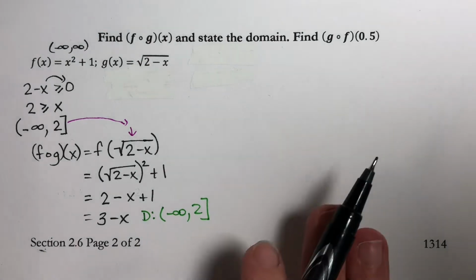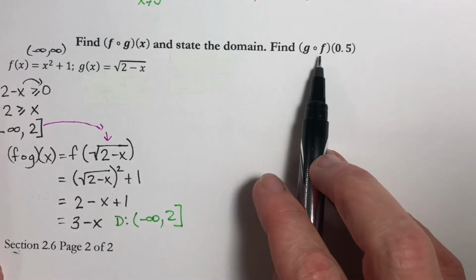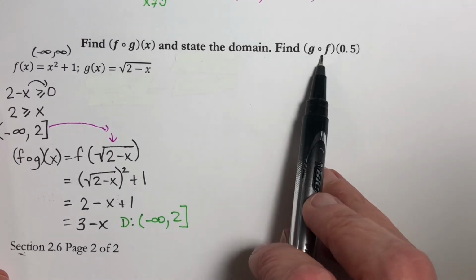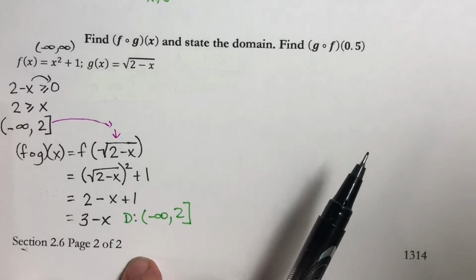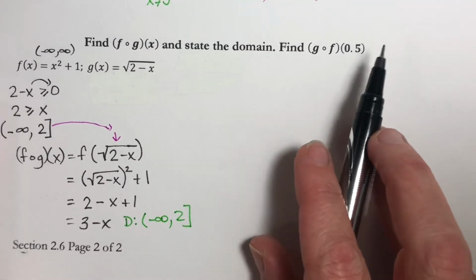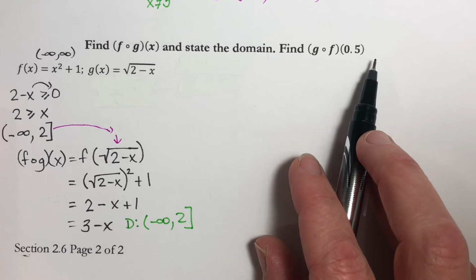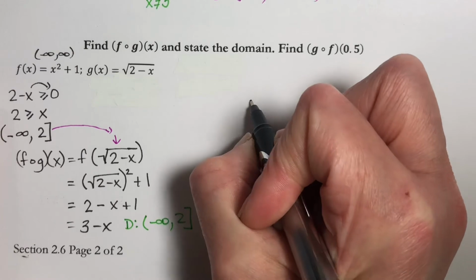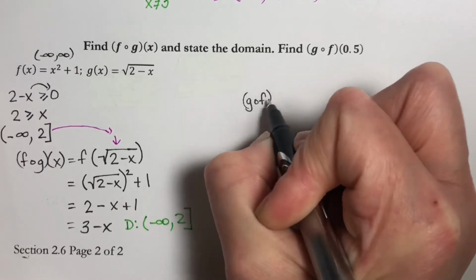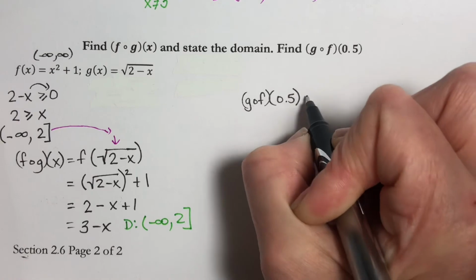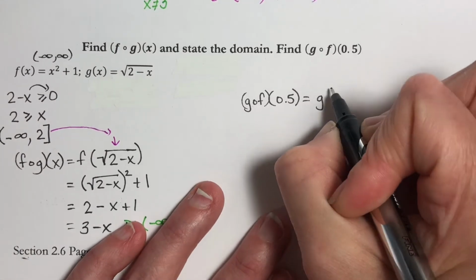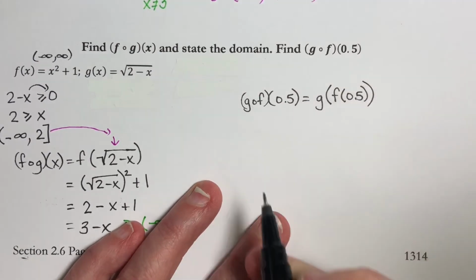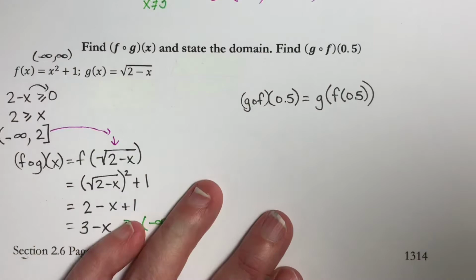Okay, so now let's go the other way. g of f of 0.5. There are two ways you can do this. You can find g composed with f of x, do the problem like this, and then plug in 0.5 at the end and you'll get your answer. That works. Or you can plug in 0.5 first. Let's write this out just by using the definition. g composed with f of 0.5 is the same thing as g of f of 0.5, which tells me I can plug in 0.5 in here.